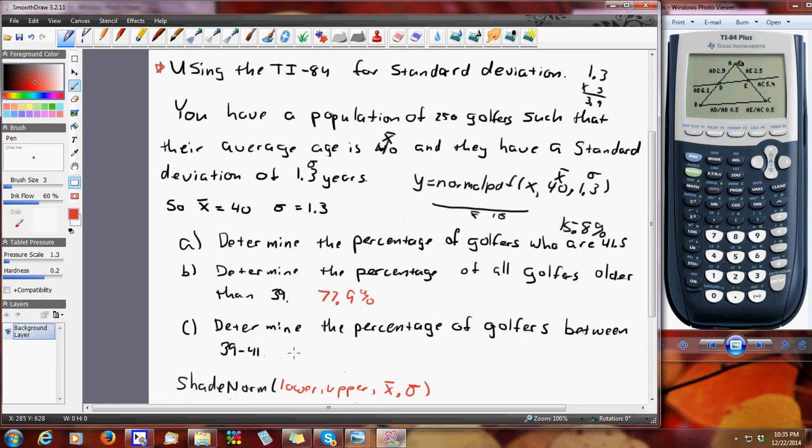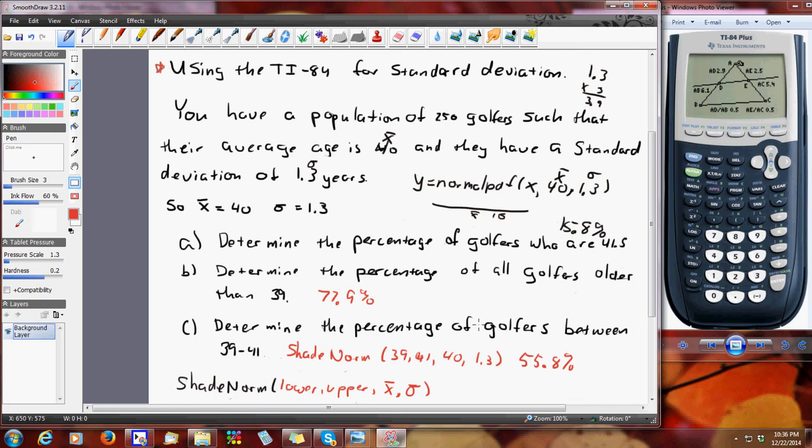The last one is determine the percentage of golfers between 39 and 41. So I'm going to do shade norm again. My lower bound is 39, my upper bound is 41. My mean is 40, my standard deviation is 1.3. And when I do that, what do I get? I get 55.8%. It's actually 0.558, but then you multiply by 100 to get the percentage.